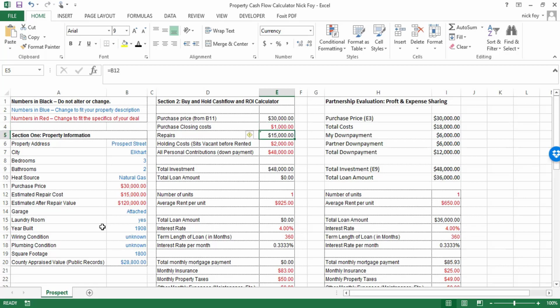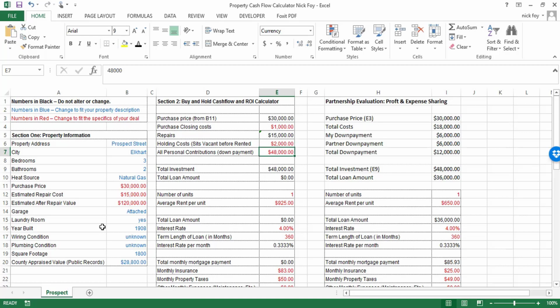Repairs, we estimated, like I said, about 15,000, so that pulls it from section 1. Holding costs, so this is what's going to be expensed while the property sits vacant, so while it's getting renovated. So let's say over 4 months of renovations, we're going to spend about $500 a month on all the utilities, electric, gas, water, sewer, trash, different property taxes, insurance. So all that's holding costs that you're going to eat while you're renovating the property.